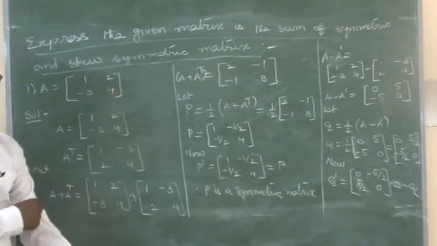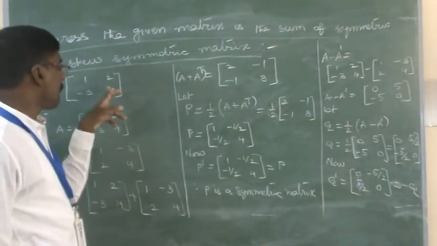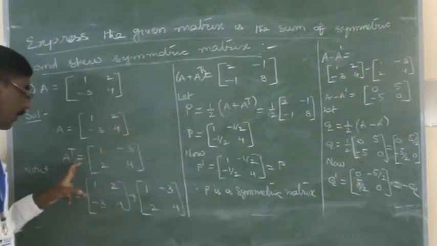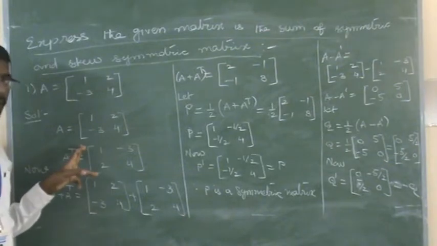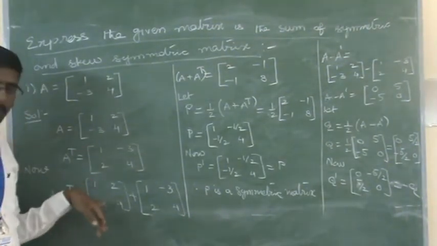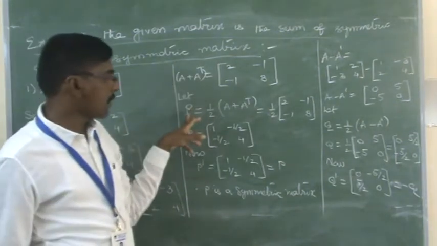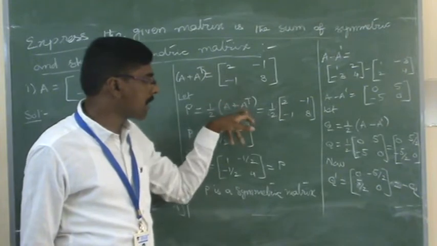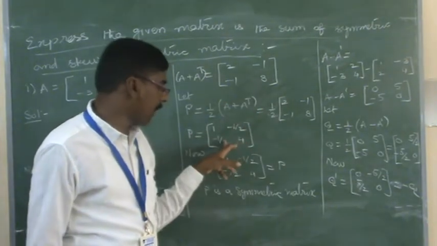See, here I am writing. Listen carefully. In this given matrix A, find out A transpose. After finding the value of A transpose, calculate A plus A transpose. Then we assume P can be written as 1 by 2 times A plus A transpose. Then we will get the answer.